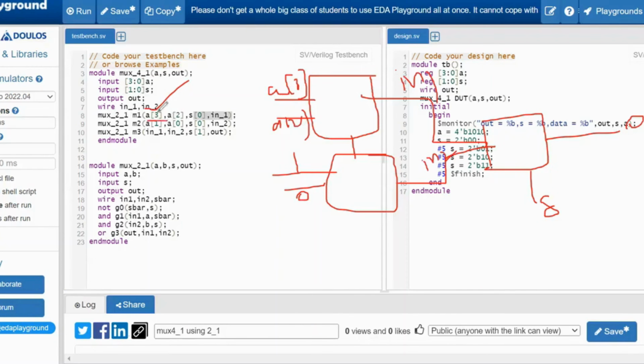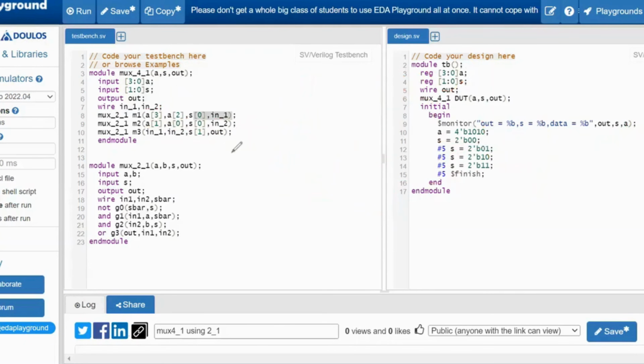A of 3 is the input, A of 2 is the input, S0 is the selection line, in 1 is the output. For the second multiplexer, A of 1 is the input, A of 0 is the input, S0 is the selection line, in 2 is the output. For the third also the same. In 1, in 2 are the inputs, S1 is the selection line, out is the output. Okay. Have you understood? Clear? Yes, ma'am. So for this you can write a test bench.